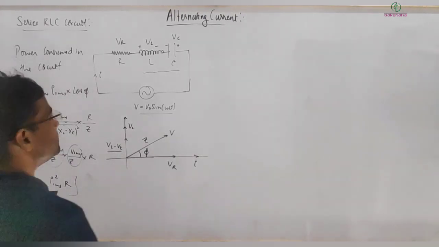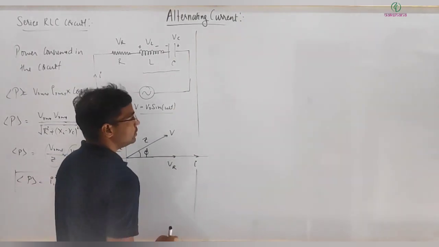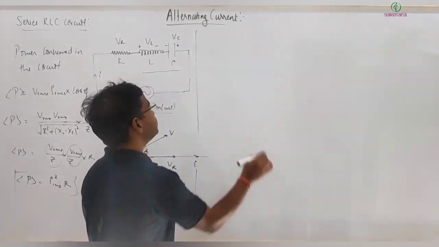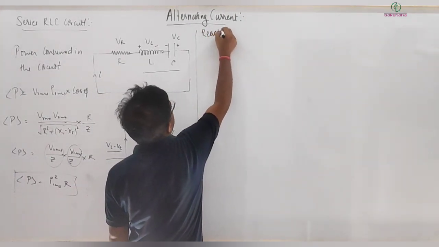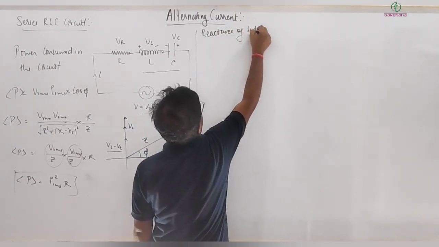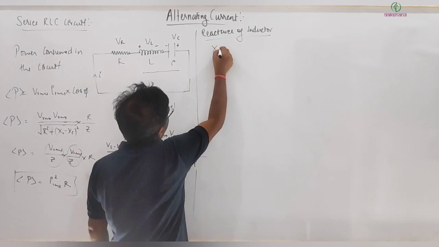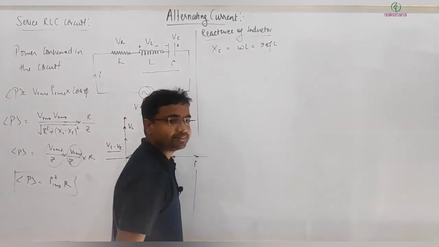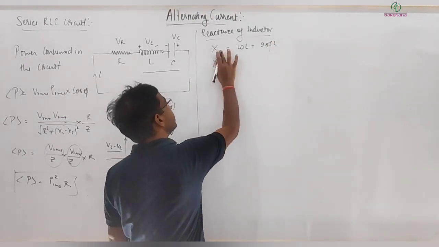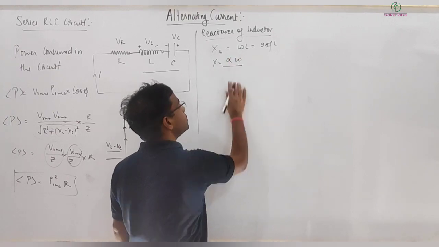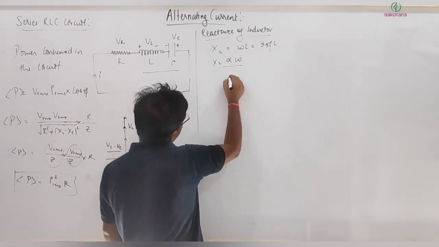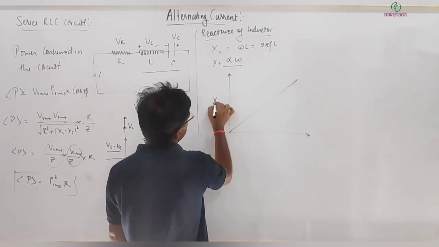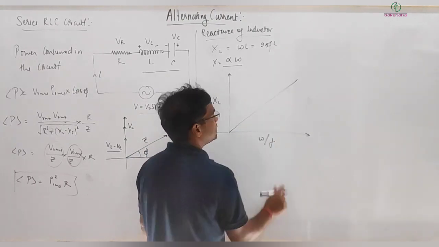Okay, so now let me tell you things in more detail. Let's talk first about the reactance of the inductor. We know it's given by XL, and that is equal to omega times L, which is equal to 2 pi f into L. Clear? And here you can see XL varies directly proportional to omega or frequency. So if we look at its variation, it will be a straight line. This is XL versus omega or frequency.